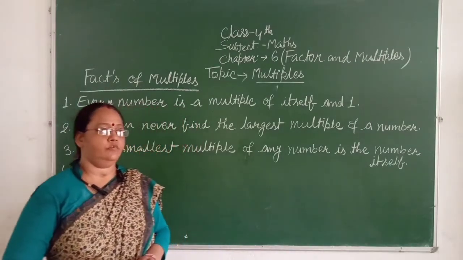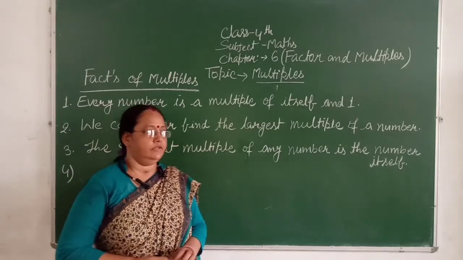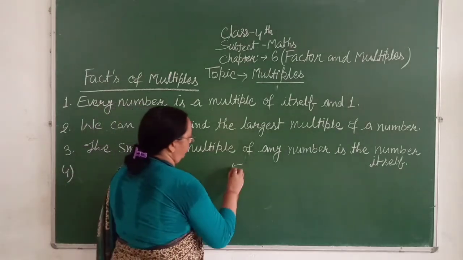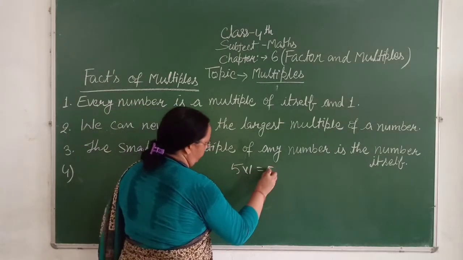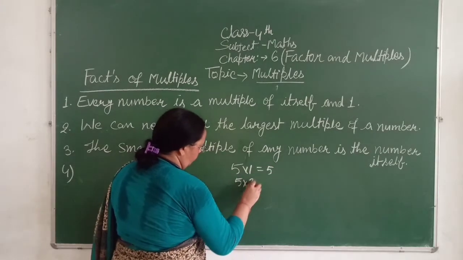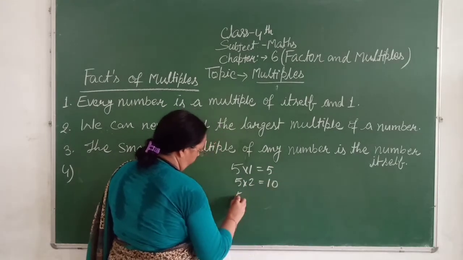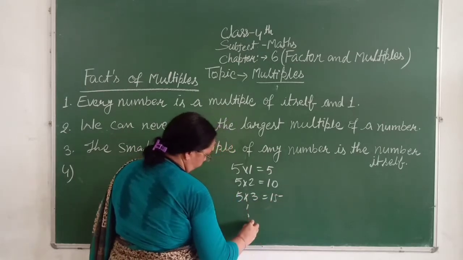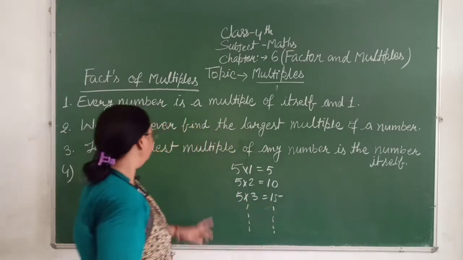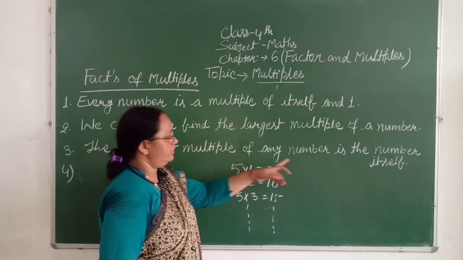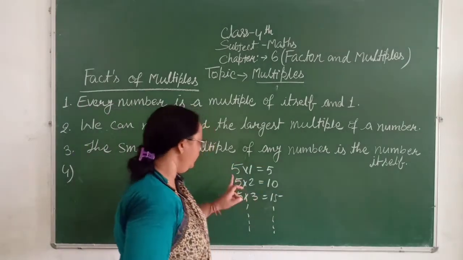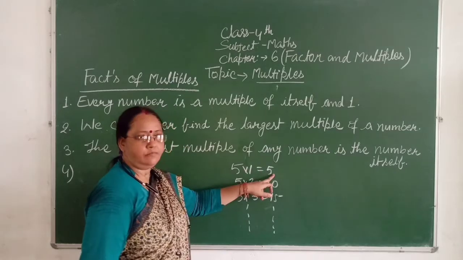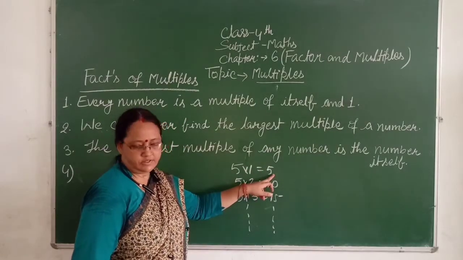Like we have to find out the multiples of 5. Then 5 1s are 5, 5 2s are 10, 5 3s are 15, and so on. Like this, the smallest multiple of the number is the number itself.